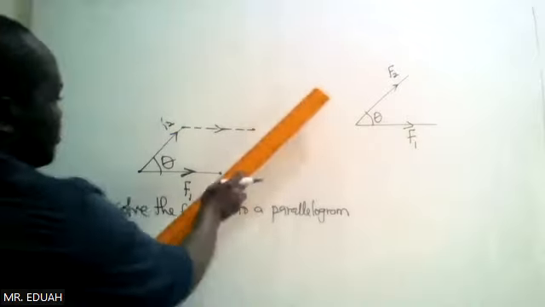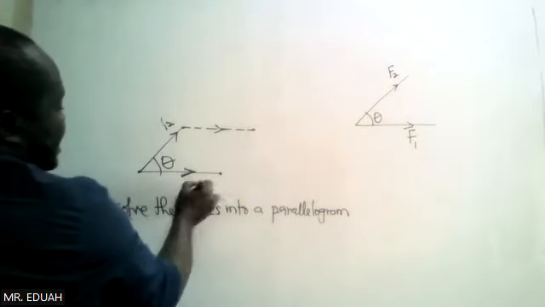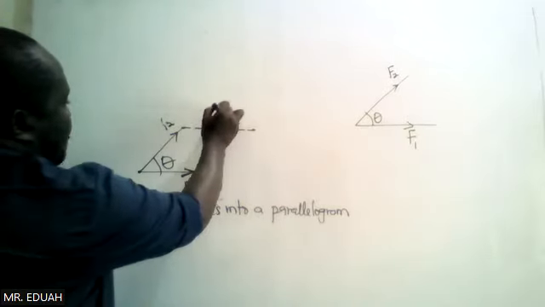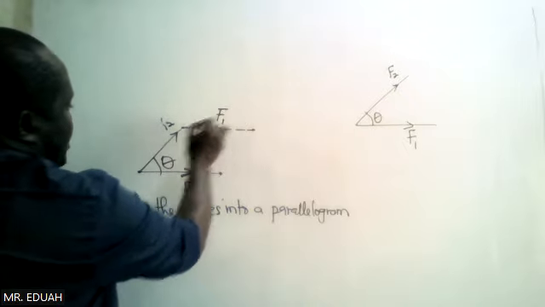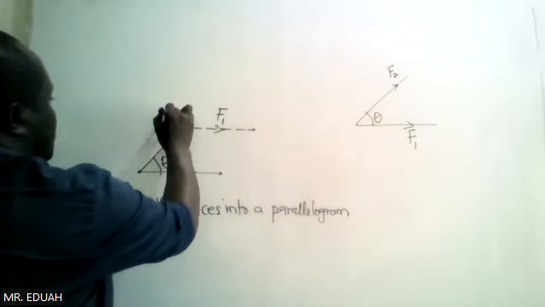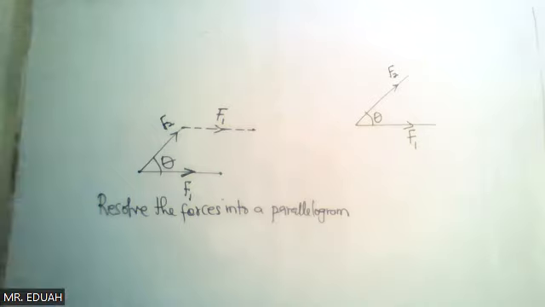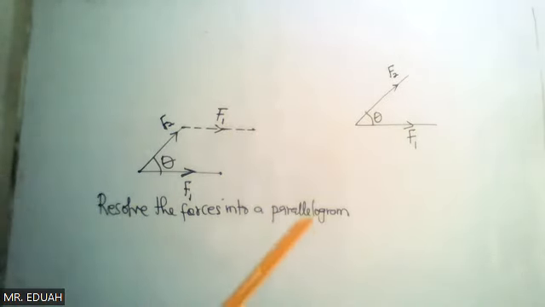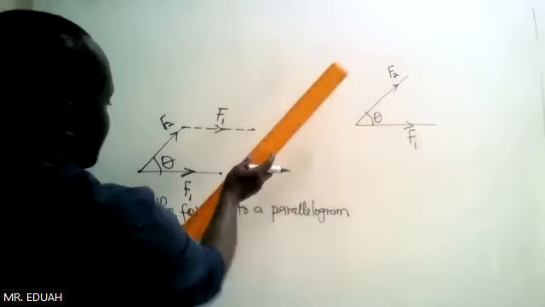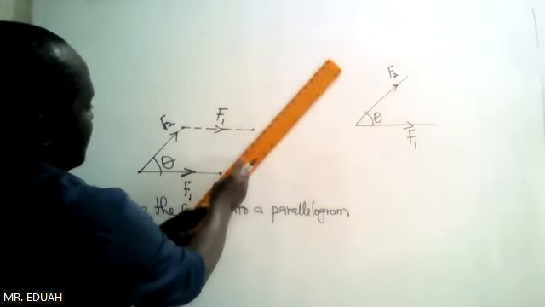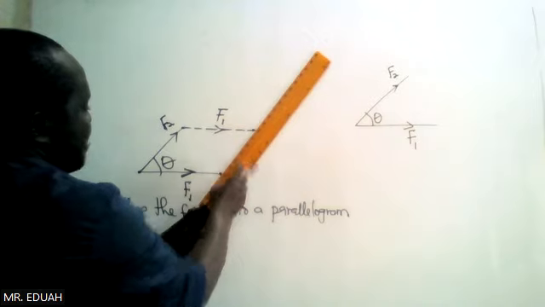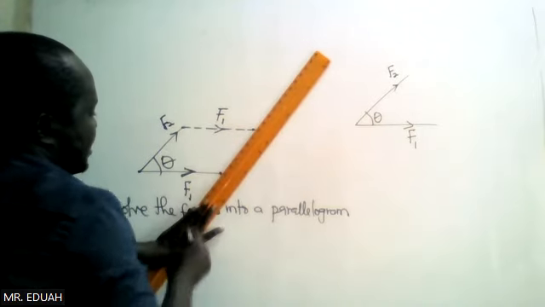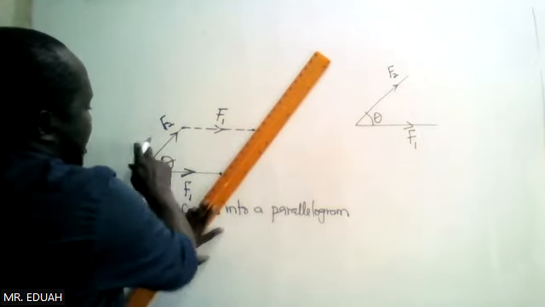Yes. So I've created the equal component of F1 and it's on the head of F2. I have to do the same for F2. Same magnitude, direction, and this must be parallel to that.